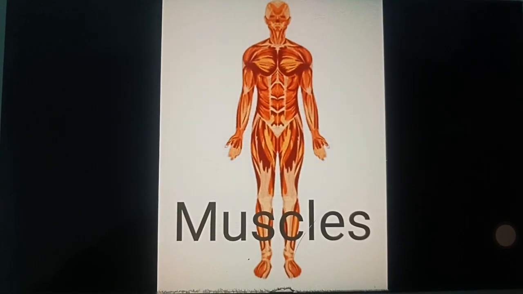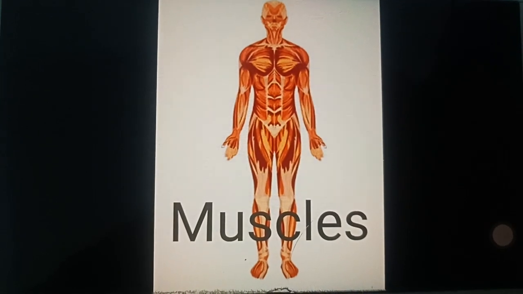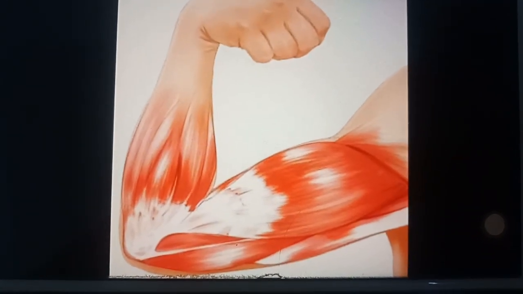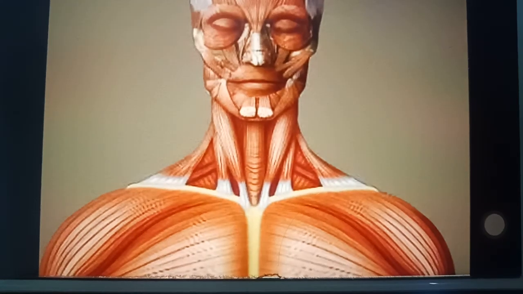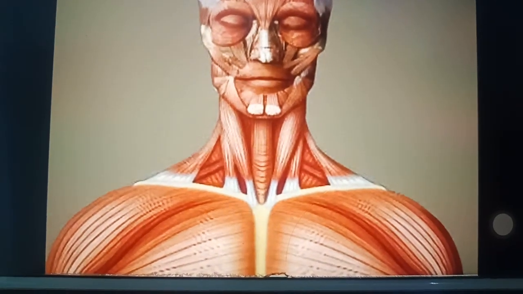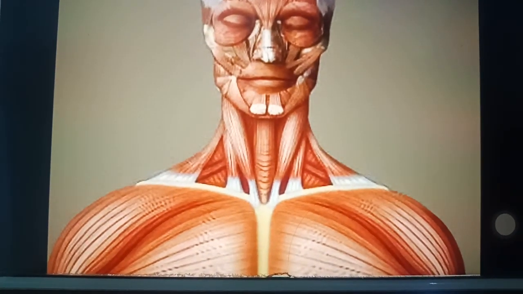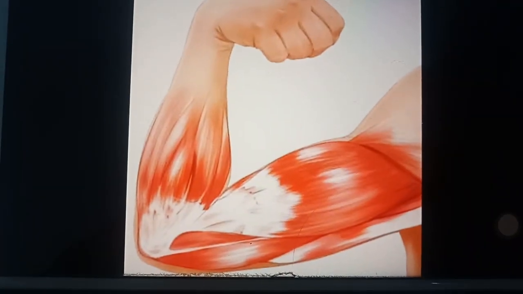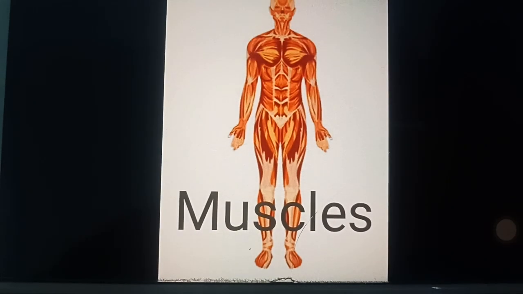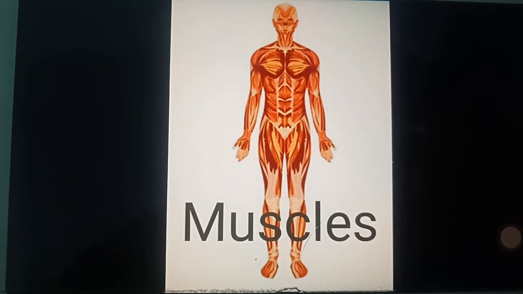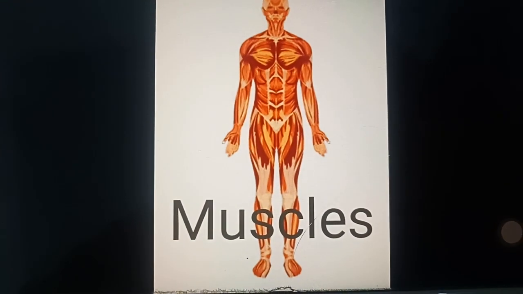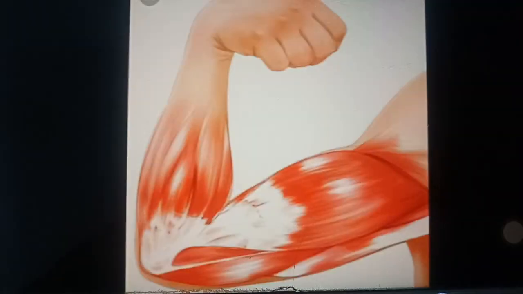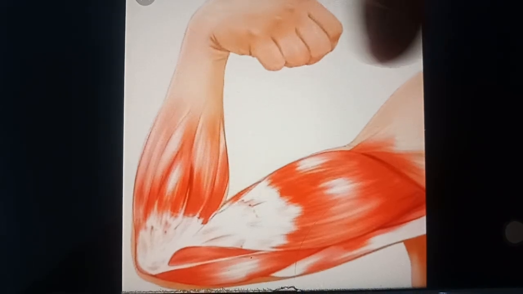So it's time to learn something new about muscles, and this is the last topic of this chapter number 4, our skeletal system. Okay kids, there are more than 600 muscles in the human body. How many? More than 600 muscles in the human body. Muscles along with the joints help parts of our body to move. Remember, without muscles, we will not be able to move our body because muscles are joined with the bones. And you know how?